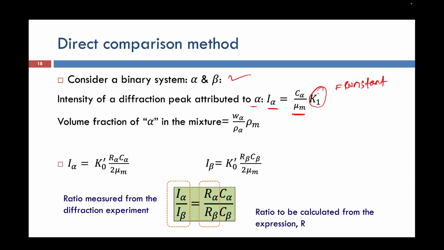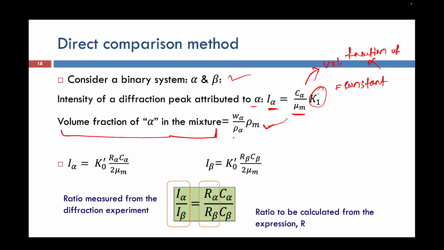What is this C alpha now? C alpha is the volume fraction of alpha in the mixture. That means the I alpha intensity I am getting is only due to the alpha phase, not due to the beta phase present in the system. So how do I calculate the volume fraction of alpha in the system? W alpha rho alpha into rho m. You don't have to see this derivation. I'm just mentioning it here so that you know how these things are calculated.